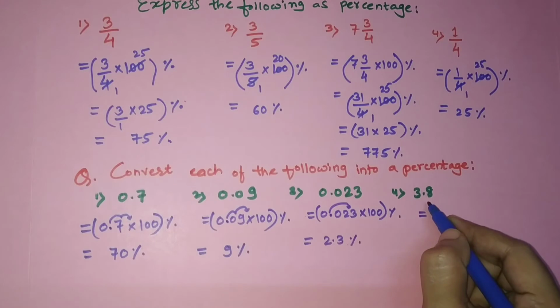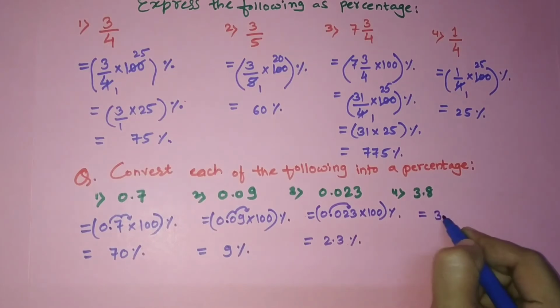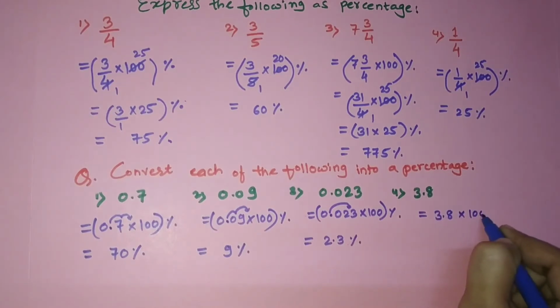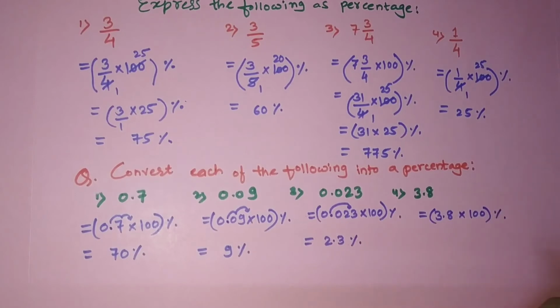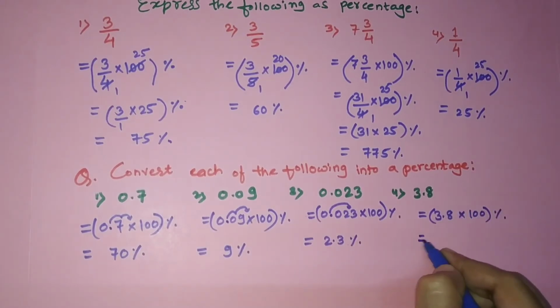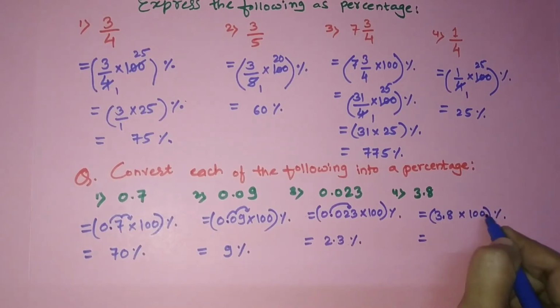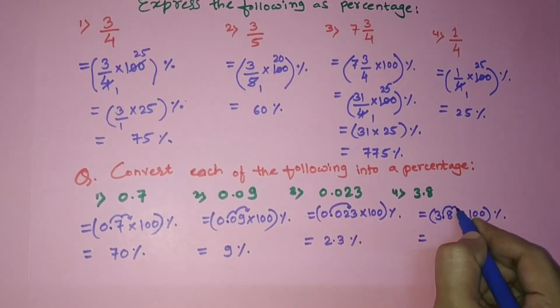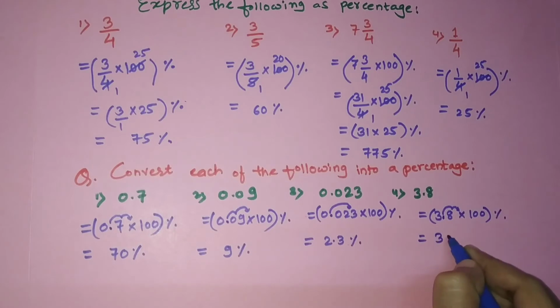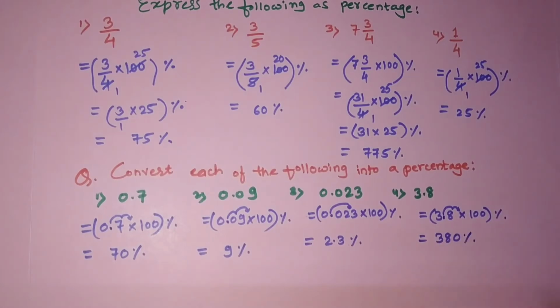Next we want to convert this 3.8. So we'll write 3.8. You need to multiply by 100%. So 3.8, the point is here and we'll shift it to the right-hand side according to the 2 zeros here. So we'll come here, it will go like this. So we'll get, friends, 380%.